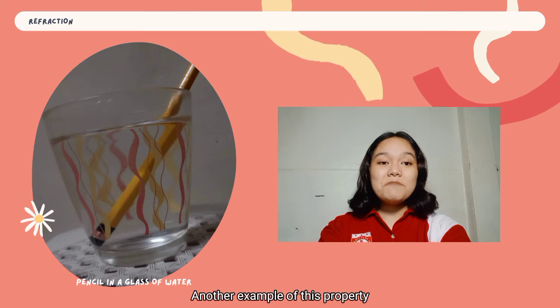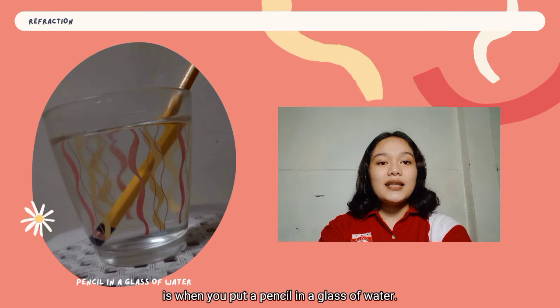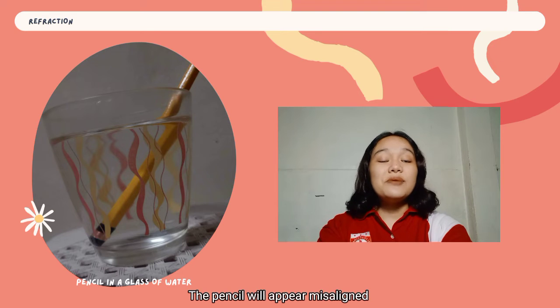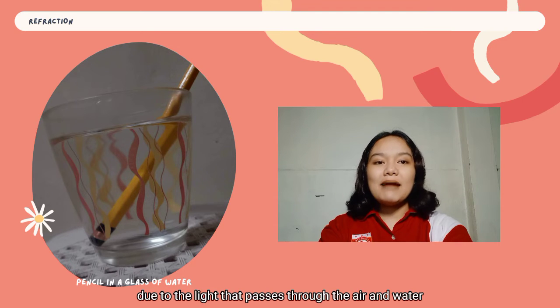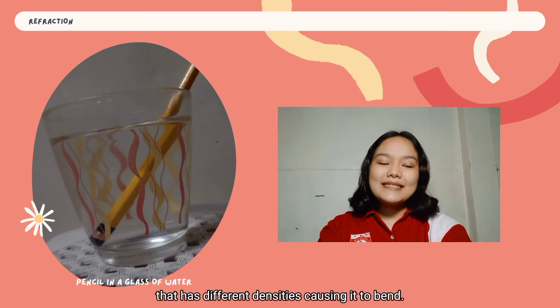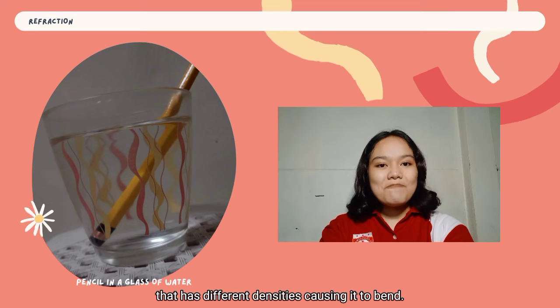Another example of this property is when you put a pencil in a glass of water. The pencil will appear misaligned due to the light that passes through the air and water that has different densities, causing it to bend.